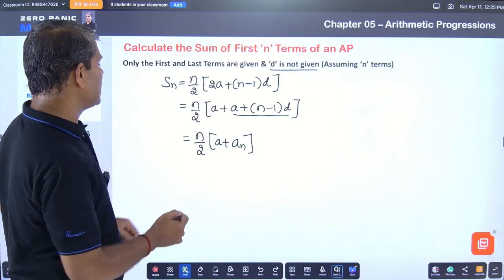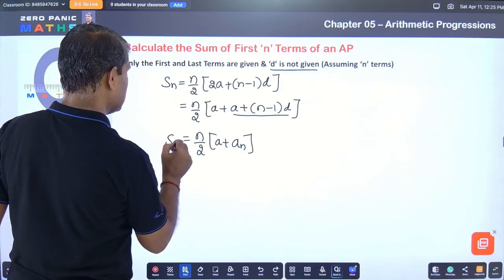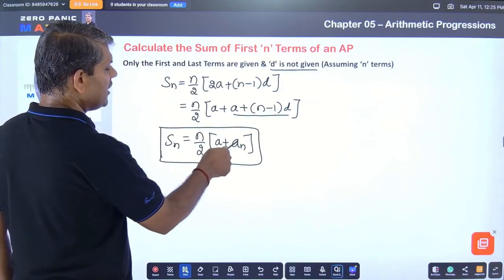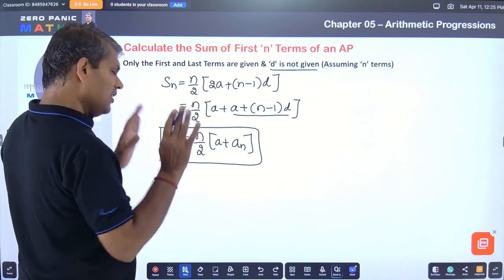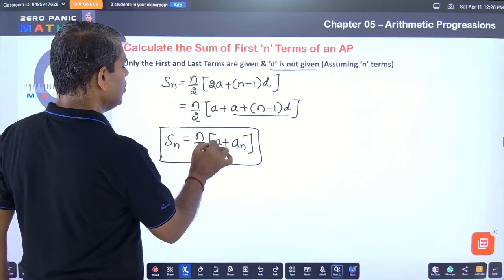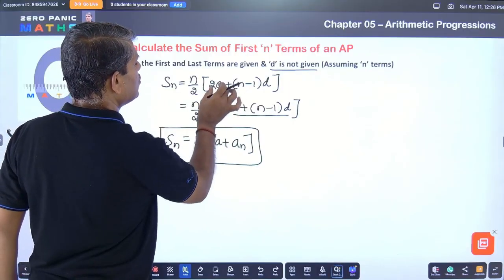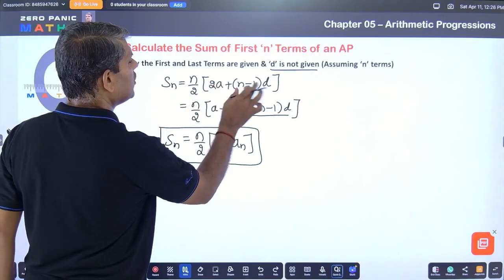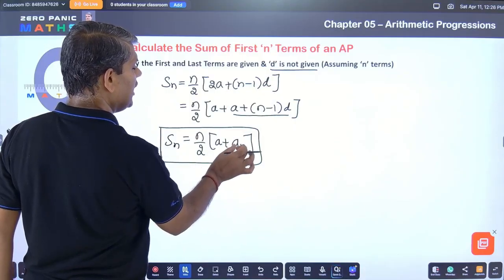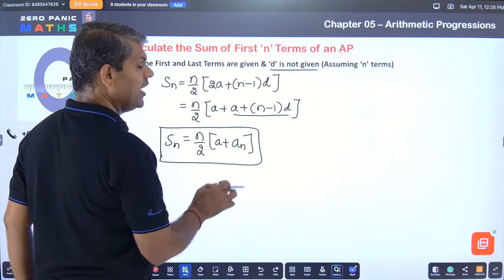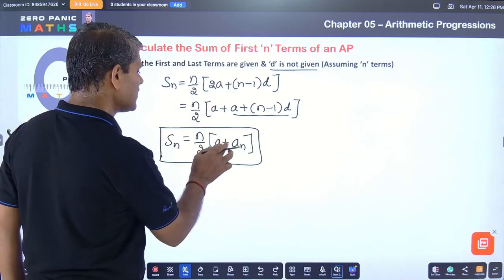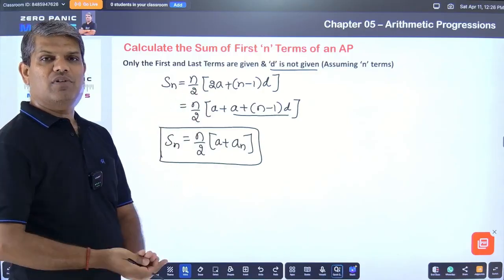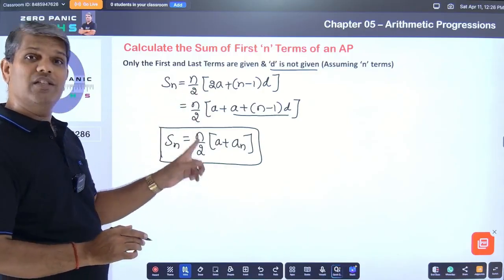So in that case, you can just replace it by this formula. When the first and last terms are given, everything is the same: n by 2, and instead of the inner term 2a plus n minus 1 into d, one a you give to the last term and make it an. It is a plus an, first term plus last term, and n by 2 will give you the sum from the first to the last term. This is the modified formula. Remember this formula as well.